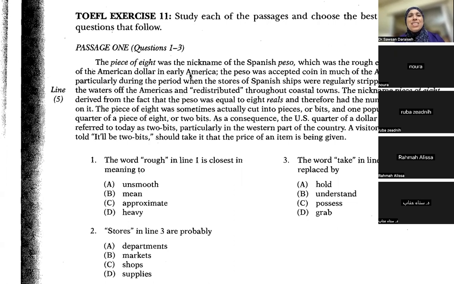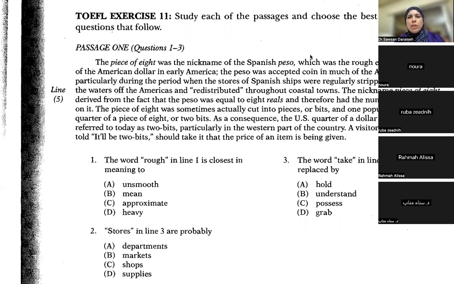So the piece of 8 was the nickname of the Spanish peso. It's a kind of coin, a Spanish coin, okay? So we say sometimes, guys, shilin, khamsa irush, right? We say something like that. So, the same coin might have different names, right? So the piece of 8 was the nickname of, and look, was, so it's not as common as it was, okay? The Spanish peso, all right?